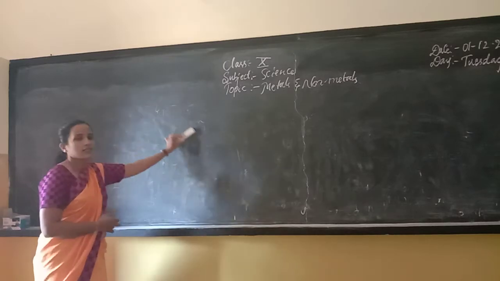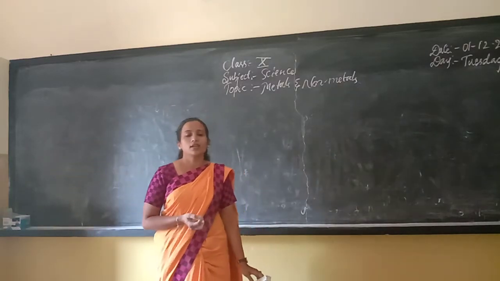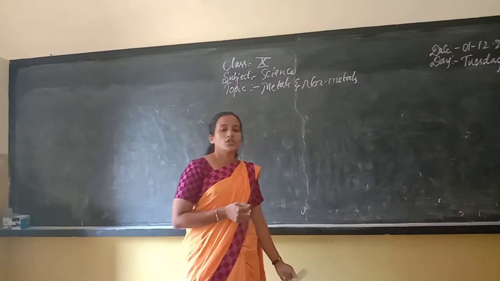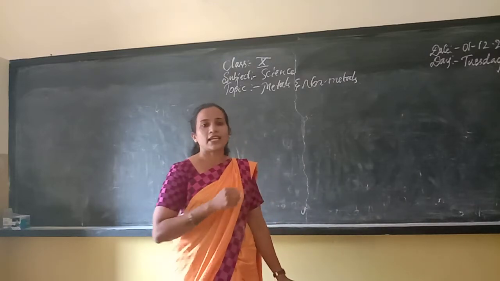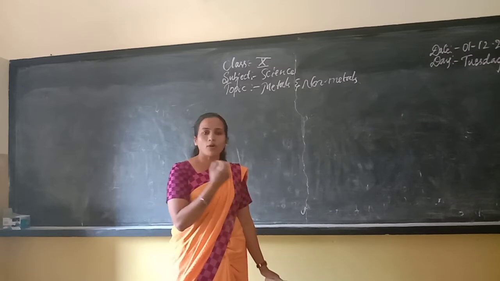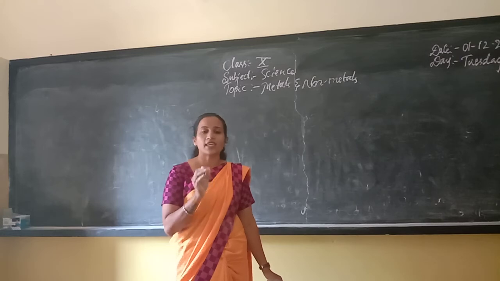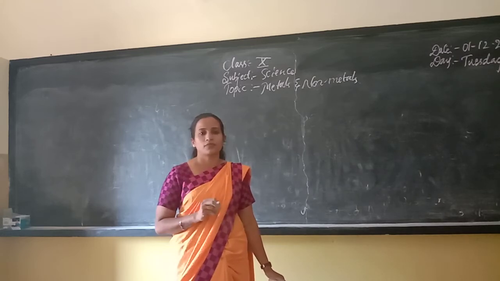So what are metals? Metals are the elements which conduct electricity. They are malleable, ductile, lustrous, etc. They have the capacity to lose electrons, to give electrons. Then they form ions. Which ions do they form? Positive ions. They are called cations, and so metals are electropositive in nature.